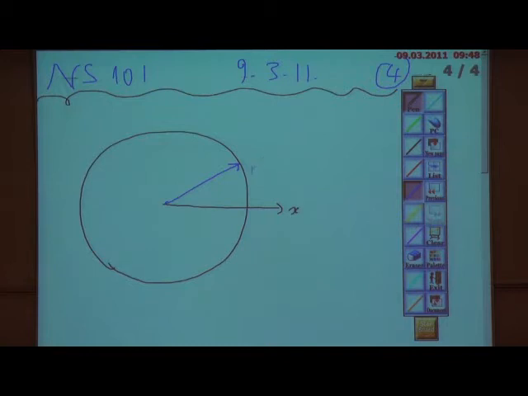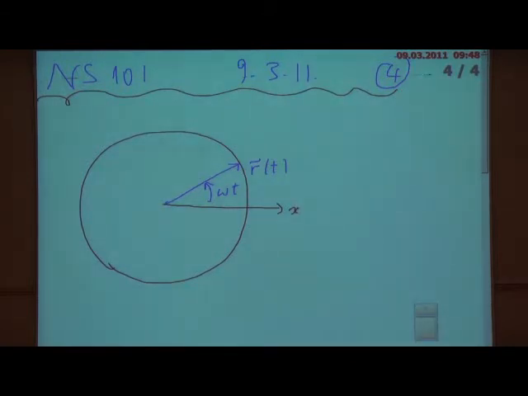Here's my r vector. Here's my theta, which is increasing as omega t. And we just found that v equals speed omega r times direction, which was minus sine omega t i hat plus cos omega t j hat. Okay?